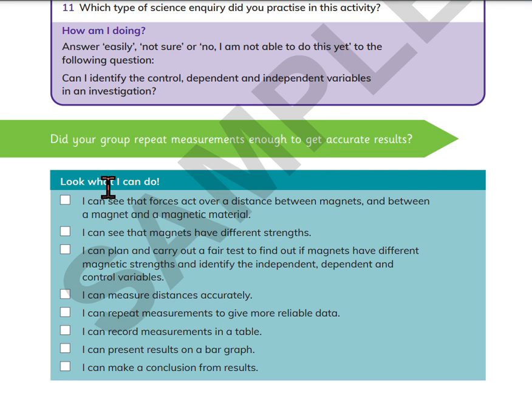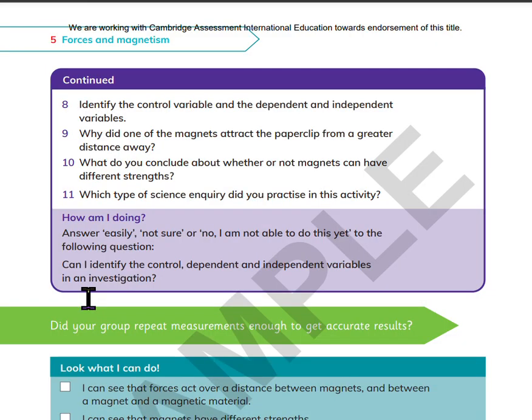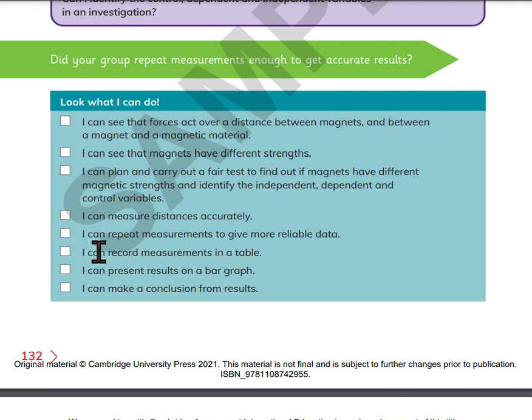Look what I can do. I can see that forces act over a distance between magnets and between a magnet and a magnetic material. I can see that magnets have different strengths. I can plan and carry out a fair test to find out if magnets have different magnetic strengths and identify the independent, dependent, and control variables. I can record measurements in a table. I can present results on a bar graph. I can make a conclusion from results.